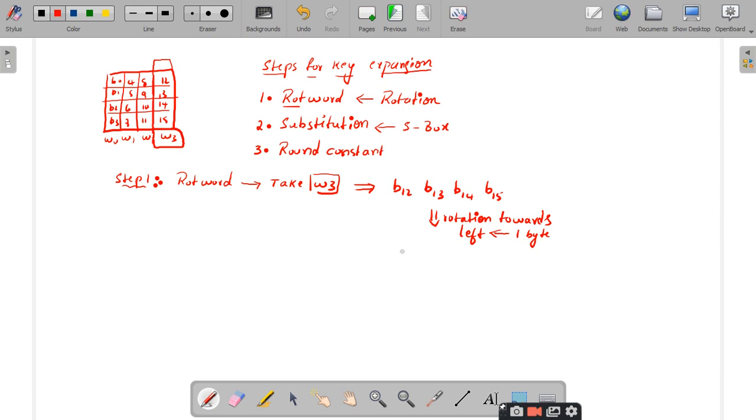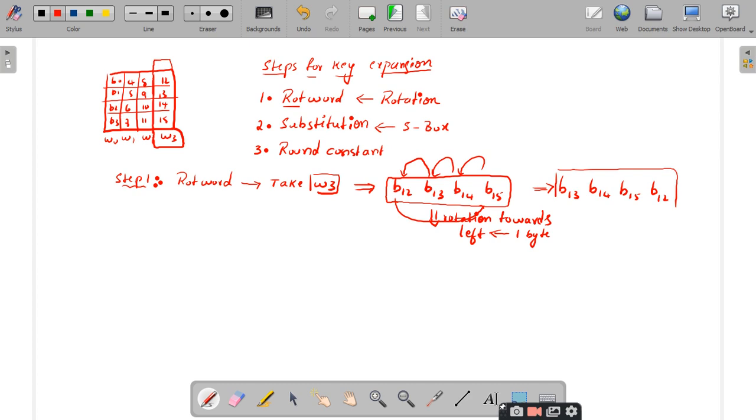Is it clear up to this point? So when you rotate this particular word W3 by 1 byte left, what is the output I will get here? This will move here, B13, this will move here, and this will move here, and B12 will go here. So the resultant will be B13 followed by B14 followed by B15, and then I have B12. Simple technique. Clear?